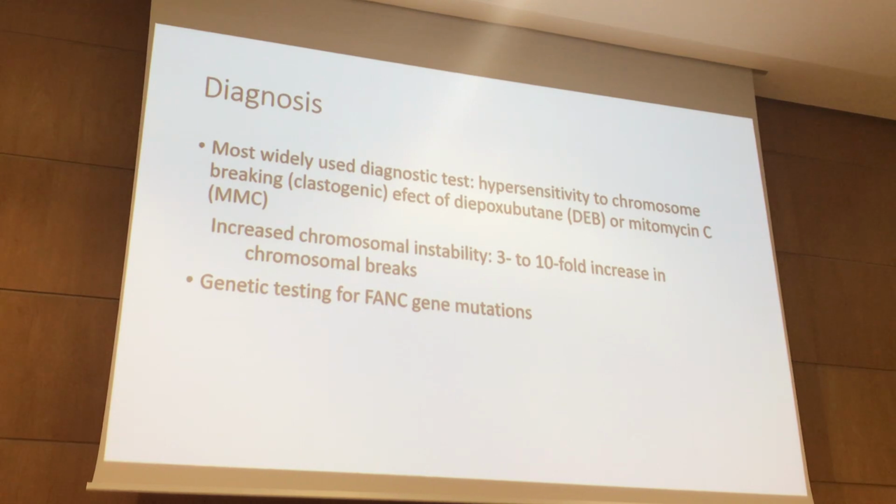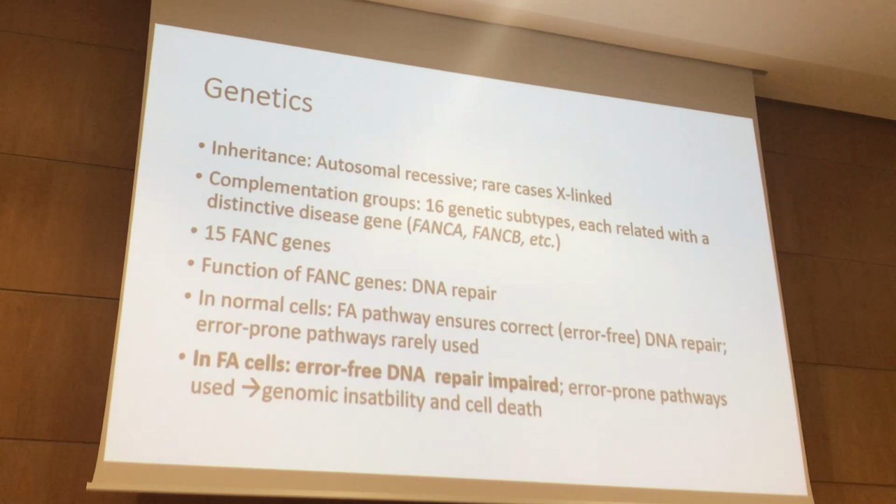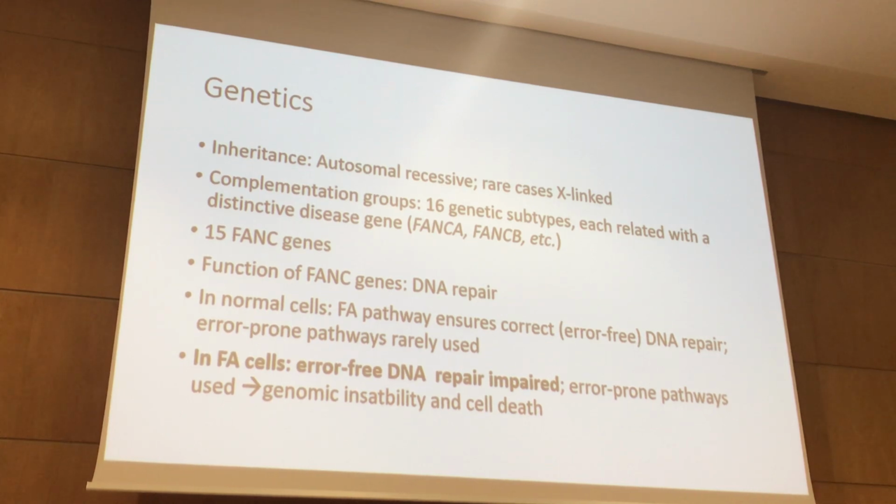Yes, we have also genetic testing for those patients. We have FANC genes, so we have genetic testing. There are at least 16 genetic subtypes, which we call the complementation groups. Each of them is related to a distinctive disease gene. So although we call it Fanconi's aplastic anemia, there are 16 different genetic arrangements. These are all different from each other in one way or another.